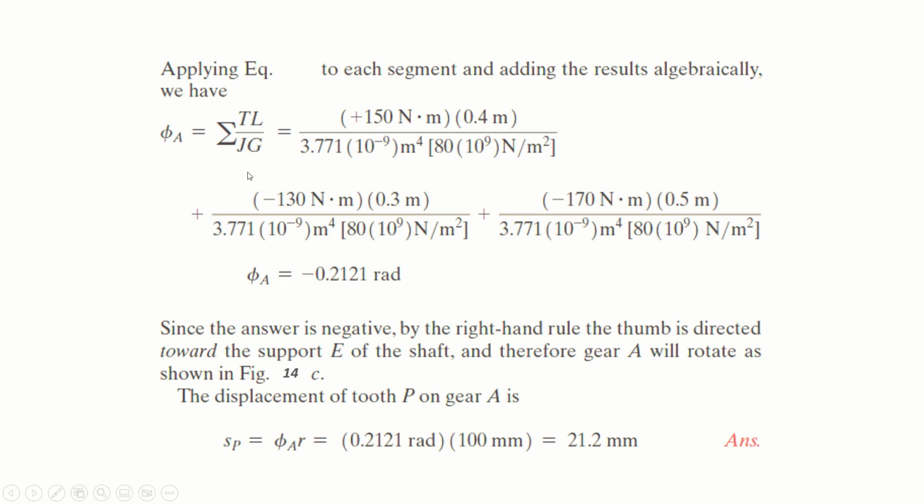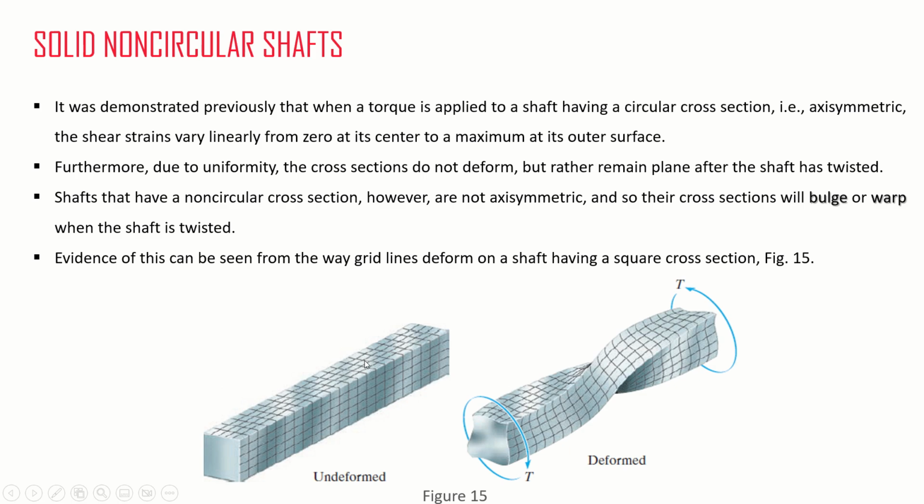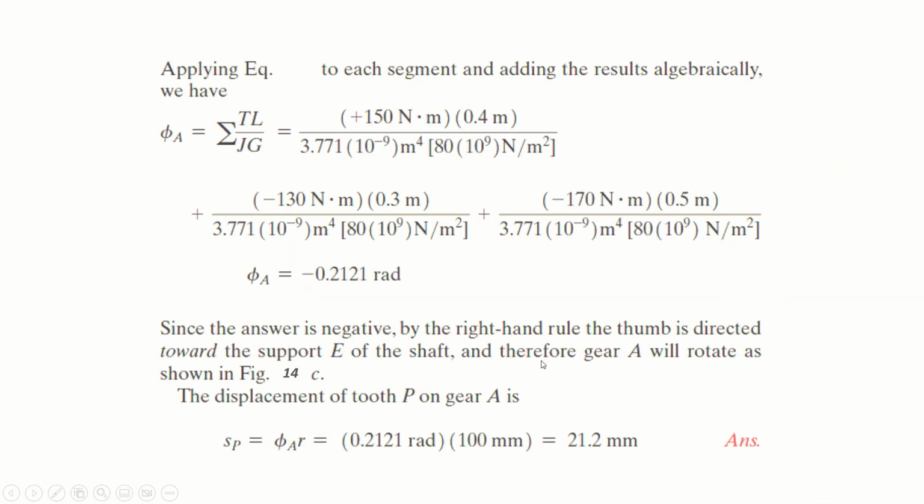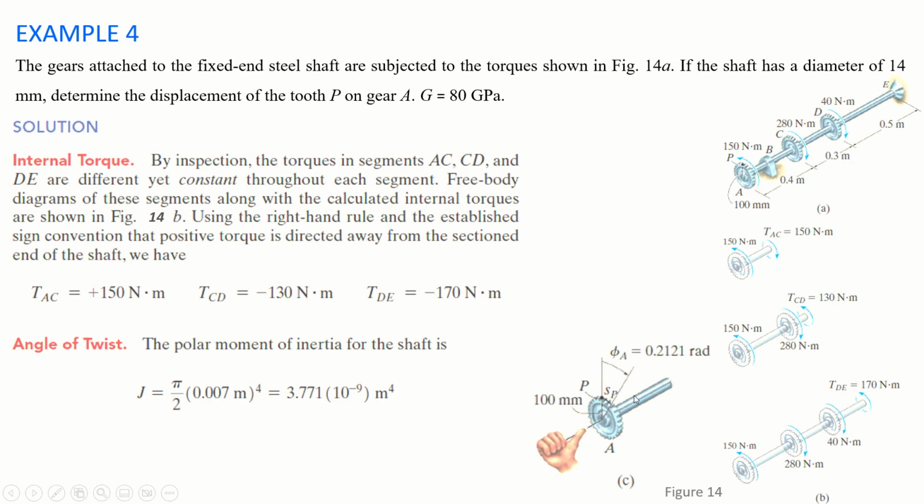So putting these values, we will get phi A is equal to minus 0.2121 radians. So that value is negative. Since the answer is negative, so by the right hand rule, the thumb is directed toward the support E. So here it will be directing towards support like this direction. And therefore gear A will rotate as shown in figure 14C. It will rotate in this direction and not in the direction of the applied torque, because the resultant torque is in this direction.